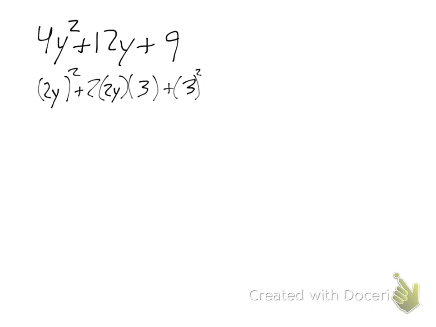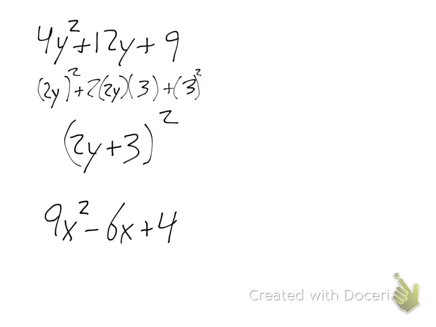Is 2 times 2y times 3 equal to 12y? And the answer is yes. Therefore, it's a perfect square trinomial. Which means when I go to factor it, it's just the ends pushed together, which is 2y plus 3 squared. Done. I like it.